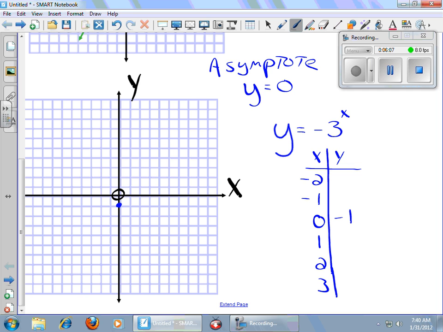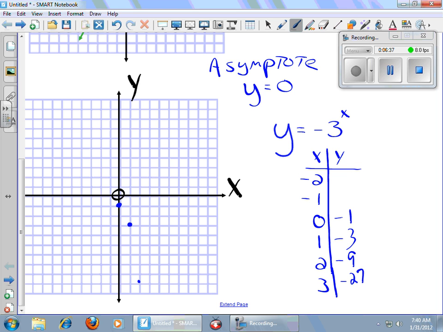If I put 1 in, I'm going to get negative 3. When I put 2 in, I'm going to get negative 9. Now, negative 3 is not going to show up on my graph. I'm not going to actually plot it, but I know 3 to the third is 27, so this will be negative 27.